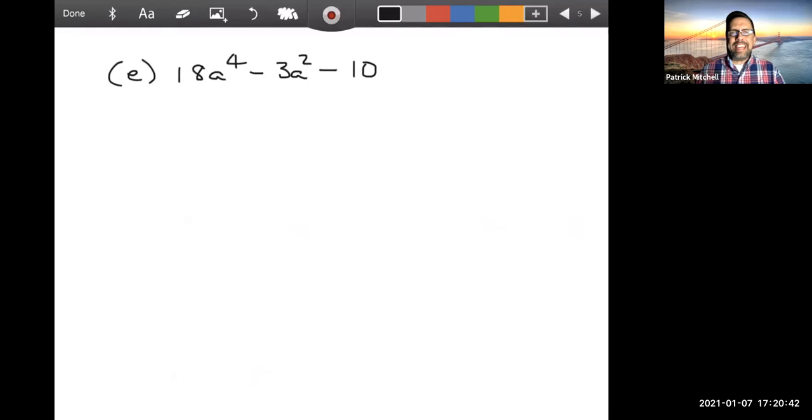We have 18a to the 4th minus 3a squared minus 10. Okay, so let's see. I think GCF will not be any help this time. 3a squared and 10, they don't even have anything in common. All right, so this is a new pattern, right? a to the 4th, a squared, instead of a squared, a. But with this grouping method, I think everything will just come out automatically the way it's supposed to.